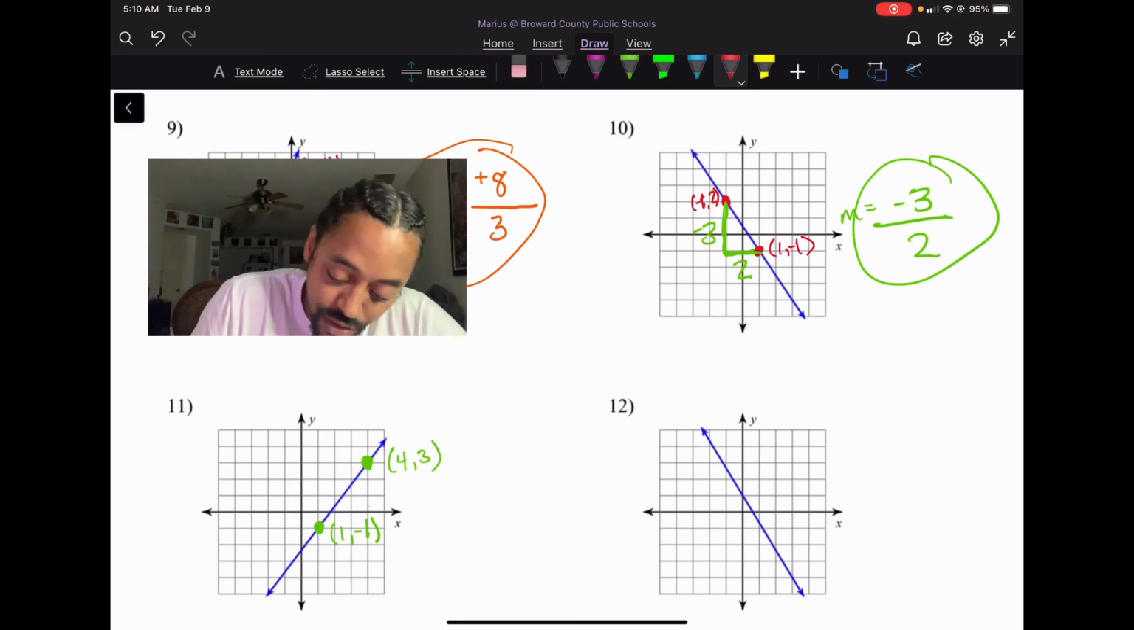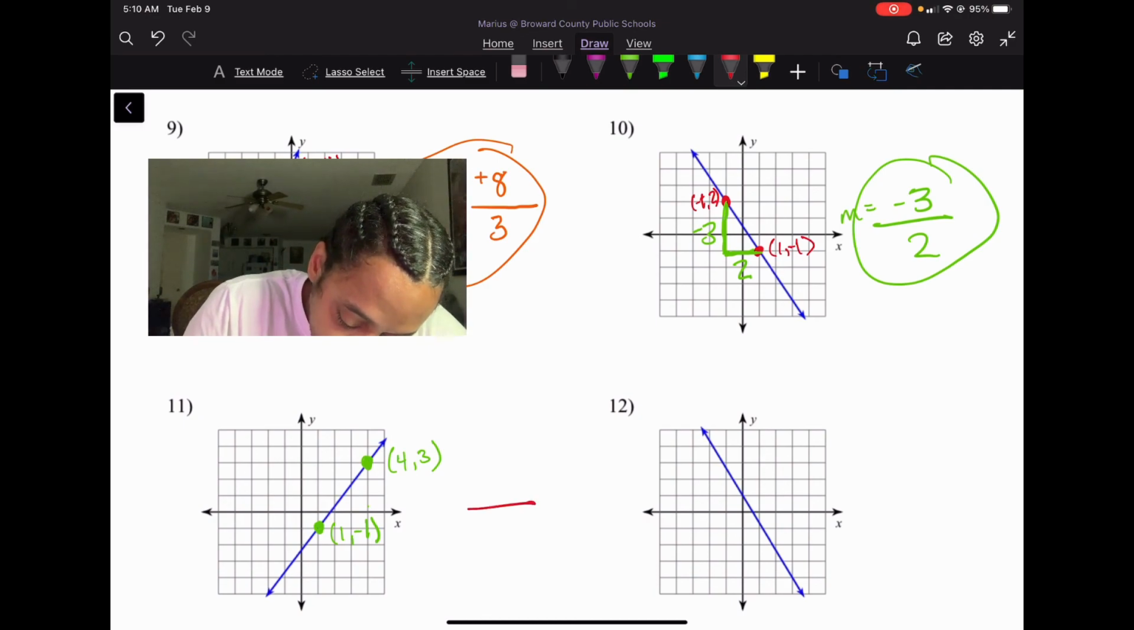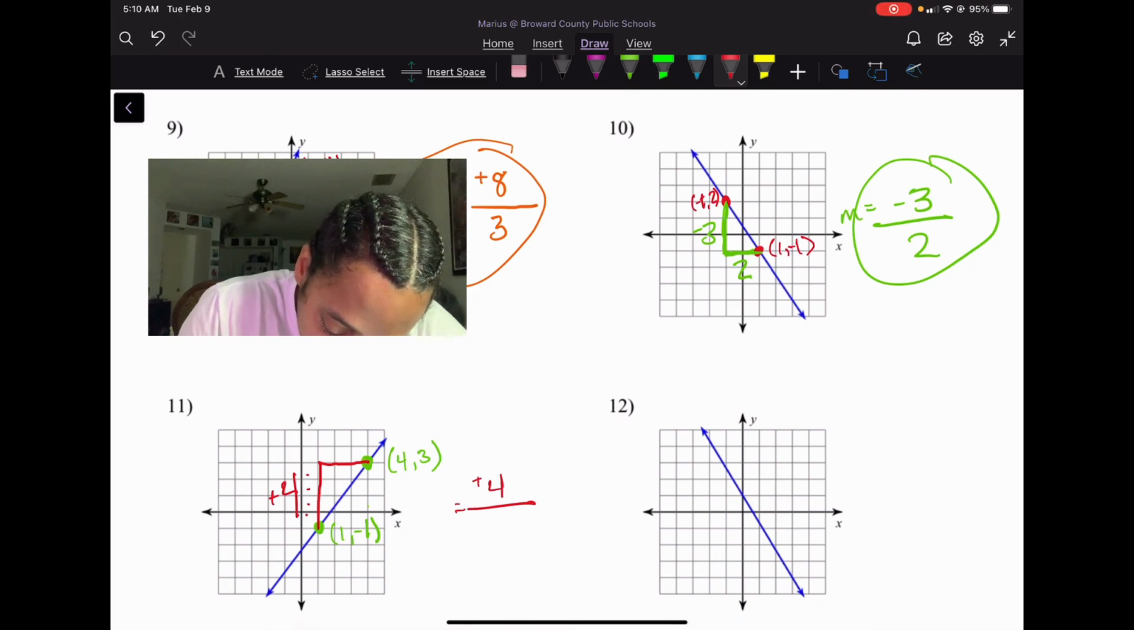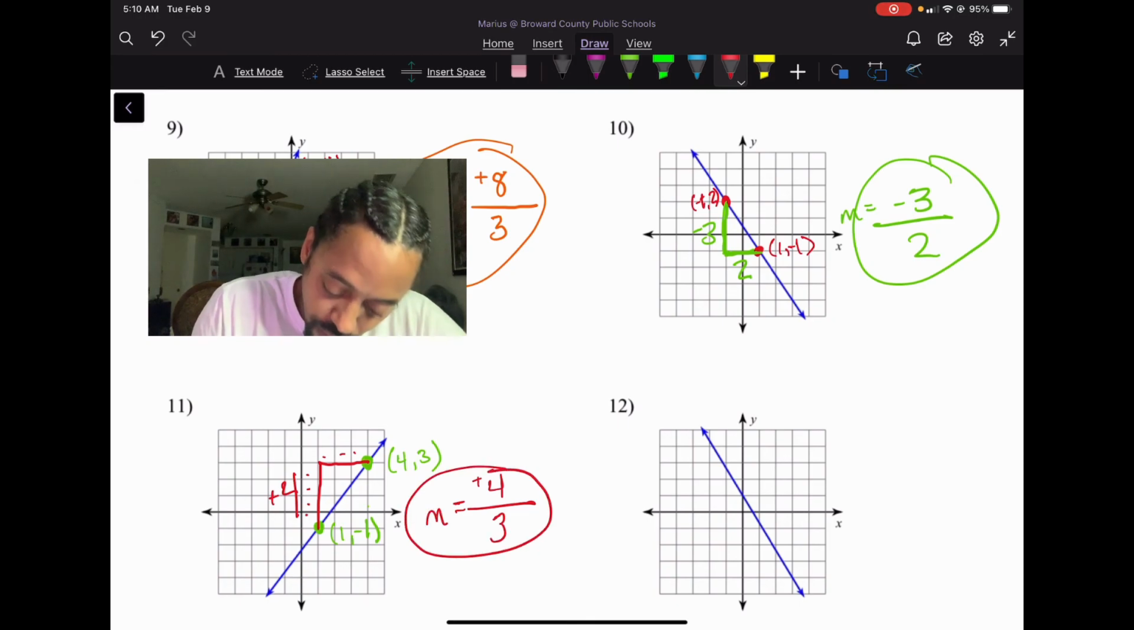And the first thing I need to do is go up. So from here, let's just make our triangle. How many units do I have to go up? 1, 2, 3, 4. And that's a positive because we went up, right? And then how many units is to the right? 1, 2, 3. So 3 units to the right. So m equals positive 4 over 3.